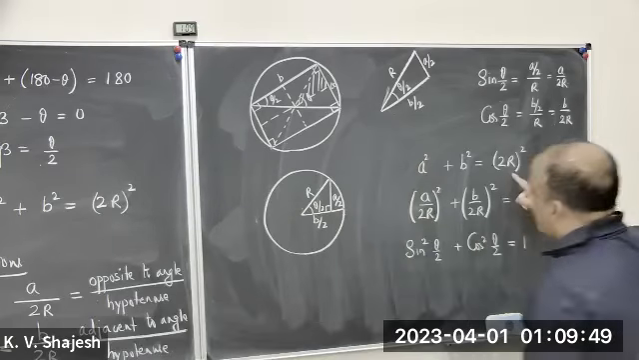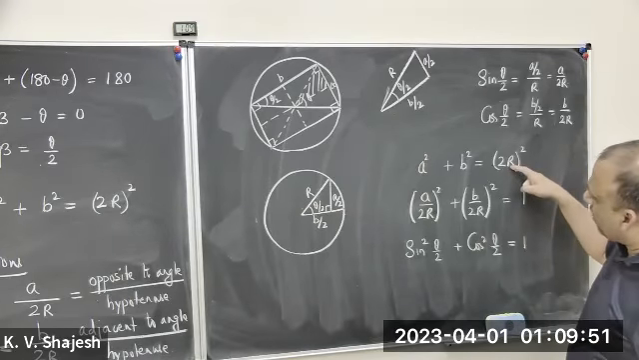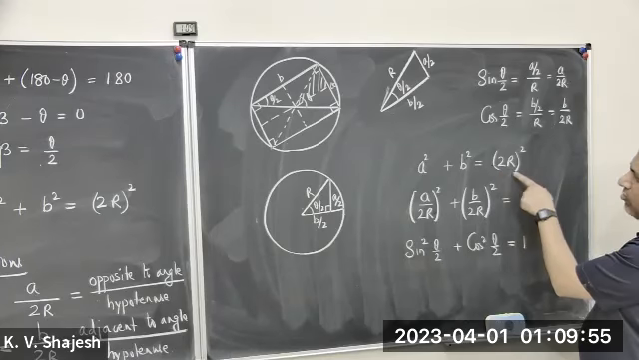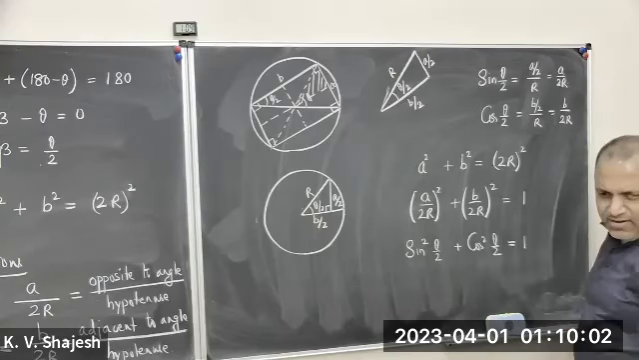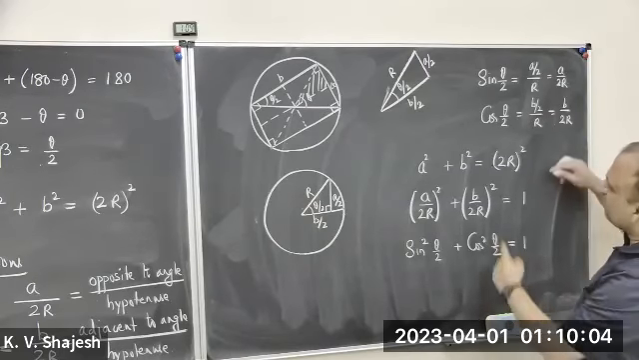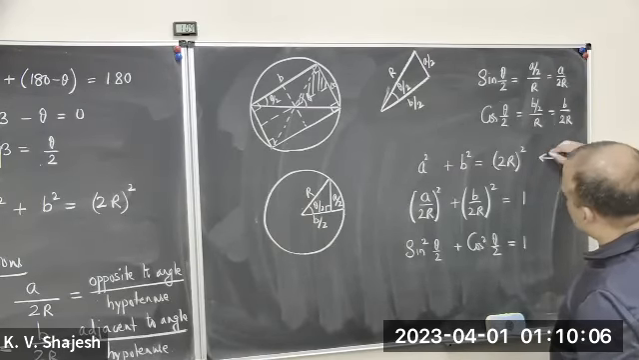Shajesh, how did you put it as 1 at that one question? How did you put it as 1? How did I put this? I just divided it by 2r. So I divided it out by 2r square in each term. Everywhere you put divided by 2r. Yeah. Okay. Is that clear? So this is true because Pythagoras theorem is true.